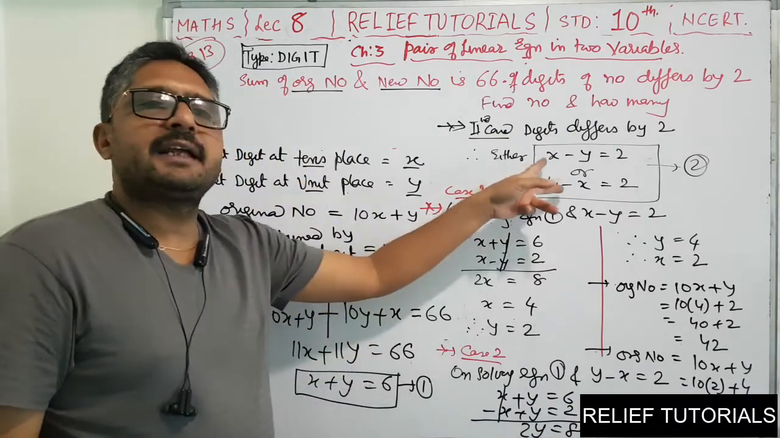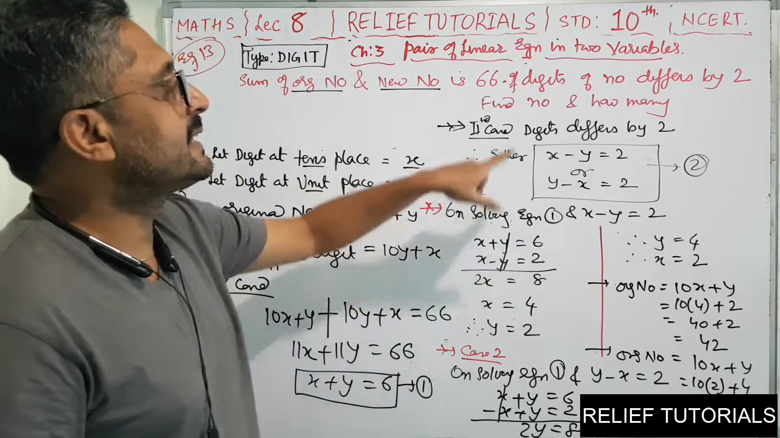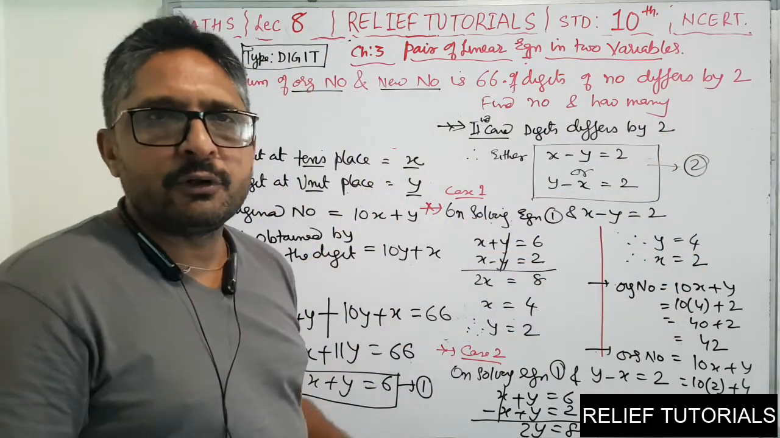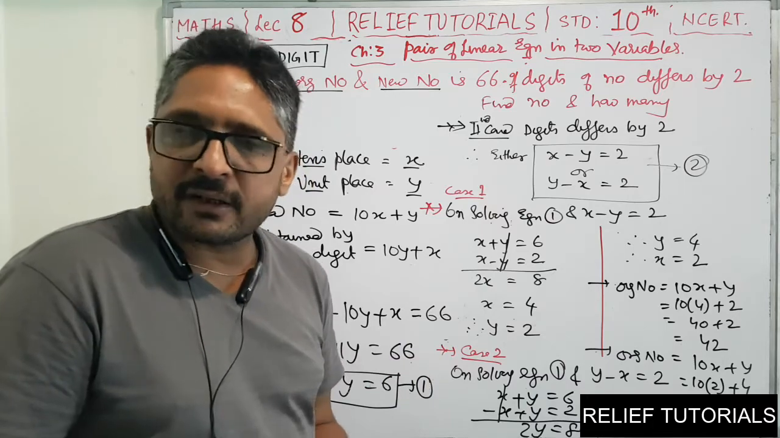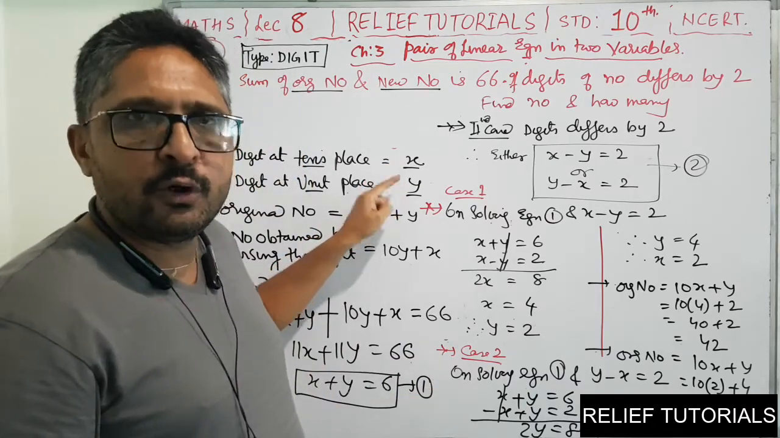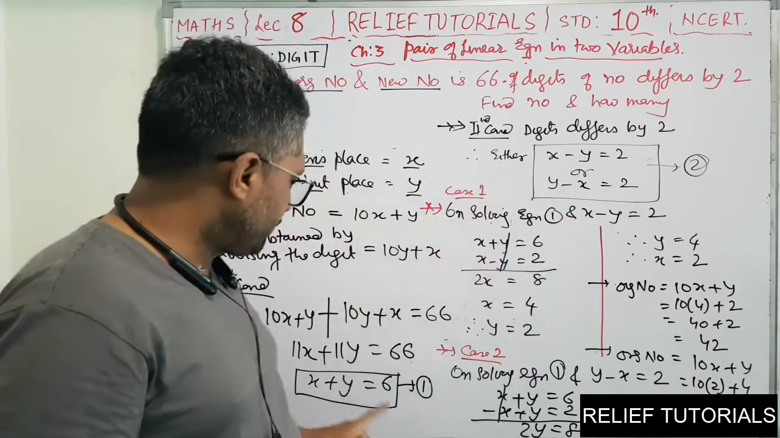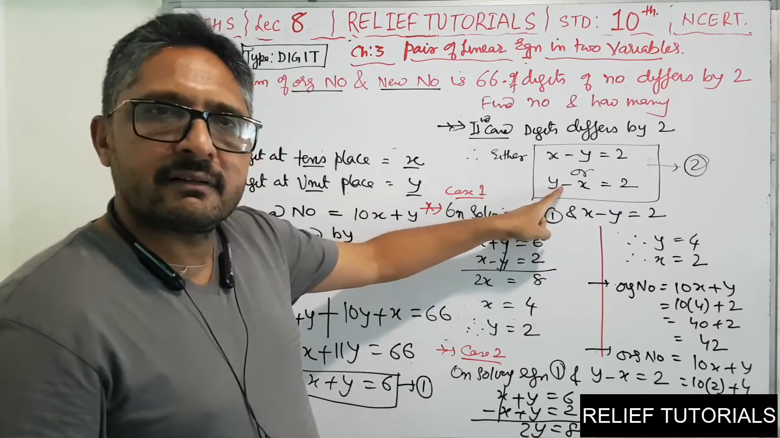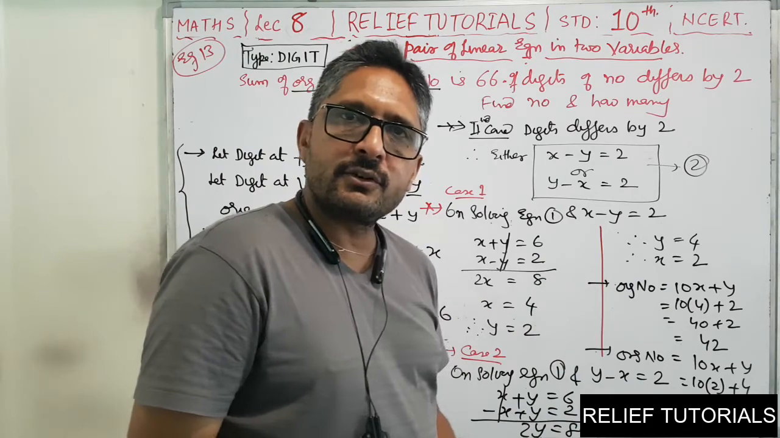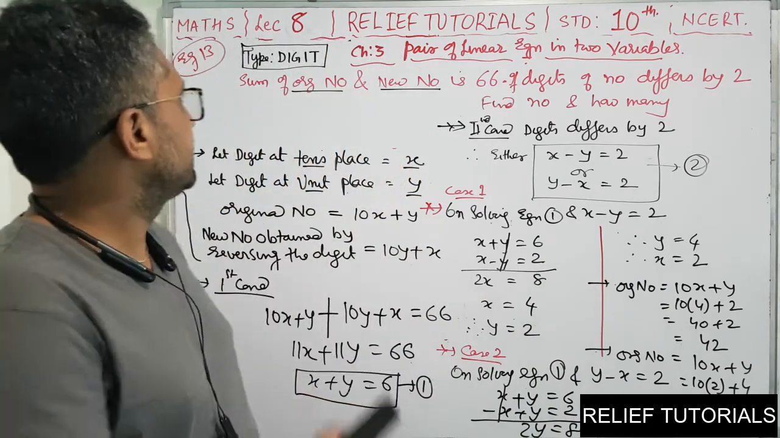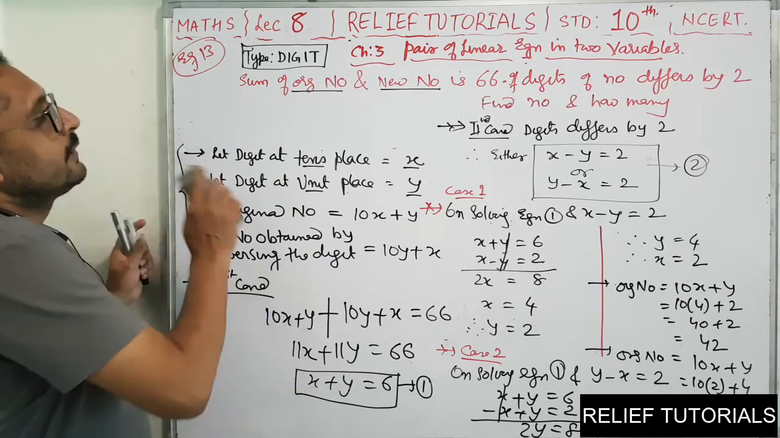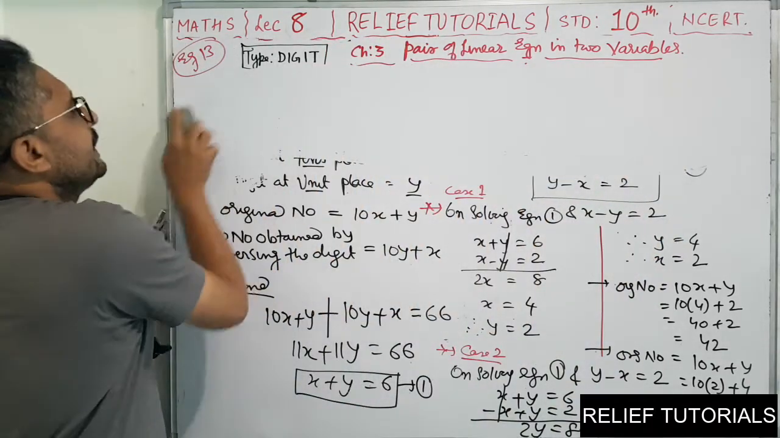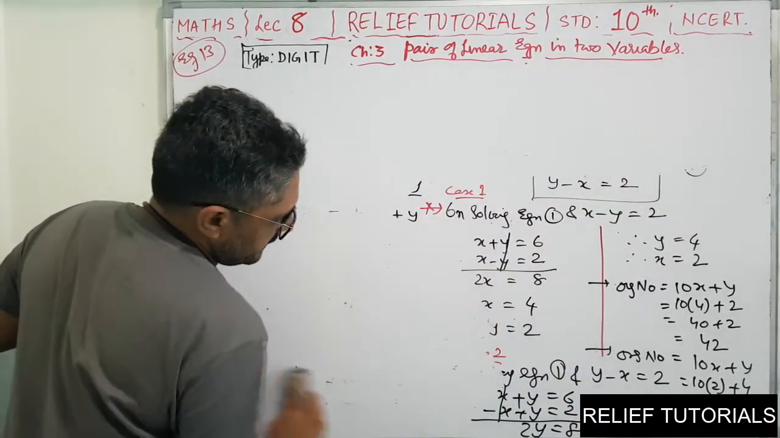So here why we have case 2? Because our second condition is that the digits differ by 2. So there are two digits x and y. They differ by 2. We don't know which digit is bigger and which digit is smaller. So two possibilities, x minus y can be 2 or y minus x can be 2. So now you will solve equation 1 and this equation. Then you will solve equation 1 and the second equation. So you got two conditions. Clear? So with this we have completed our topic digit. Clear? So now we will see. Okay. So this is digit.